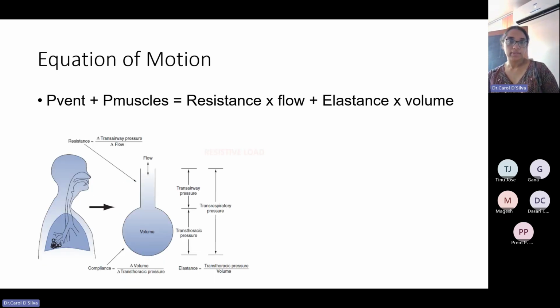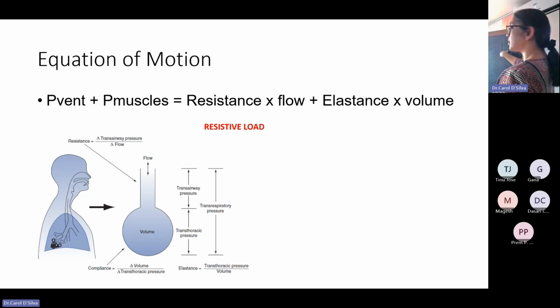So what is the importance of all this? I'll tell you now. This is called your resistive load. If there is an increase in the resistance, more pressure has to be generated by the muscles. It's as simple as that. If you put the ventilator on, then of course the ventilator will assist the patient. So in simple terms, if there's a problem with my resistance and a problem with my compliance, and I have to generate an adequate volume or flow, one of these two things has to work well. If the muscles are not doing the work, then it has to be assisted by a ventilator. That's all it means. That's how your equation of motion is.